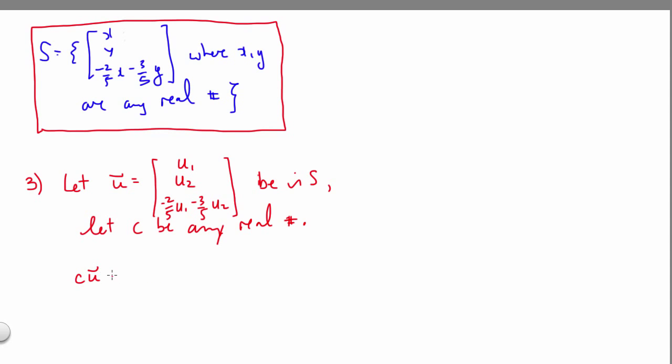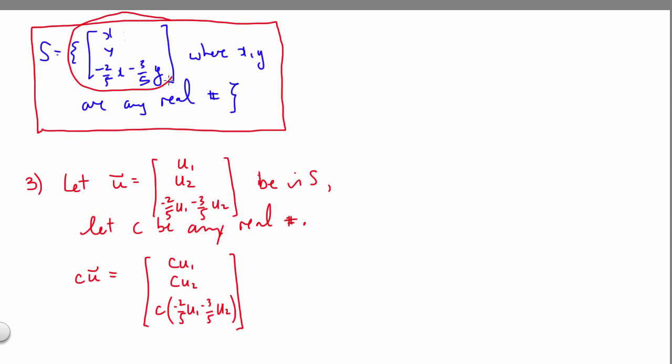Now we're going to take a look at the vector c times u. So scalar multiplication of a vector is defined just by multiplying the scalar through each of the components. So if we do that, we get cu1, cu2, and then c times minus 2/5 u1 minus 3/5 u2. And our goal is to show that this vector here is in S. So in other words, we need to show that this vector has the right form. We need to show that it has this property up here.